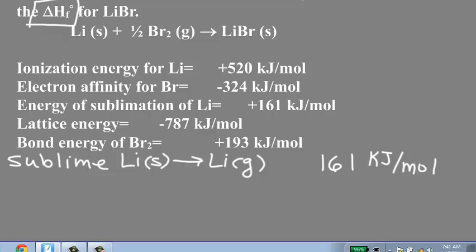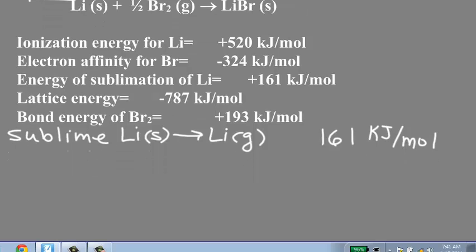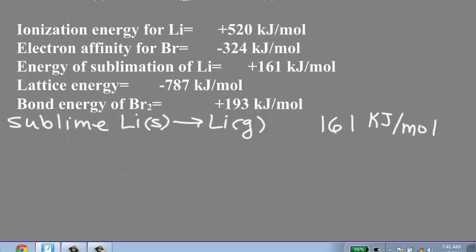This is likely to be a multiple choice question, right? You could do all this without a calculator. That wouldn't be a big deal. Next thing we need to do is ionize the metal. That's the I. Ionize the metal. Right? S-I.